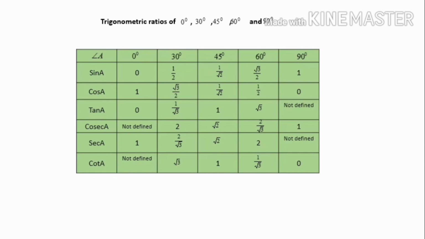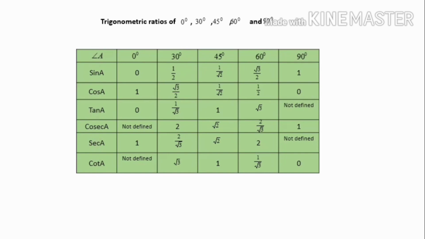By using these 5 values we can write all the other trigonometric ratios. First of all, the first row we have to write in a similar way, that is angle 0, 30, 45, 60 and 90, and the first column also the same, that is sin A, cos A, tan A, cosec A, sec A and cot A. So there is not much difficulty to write this first row and first column as it is.